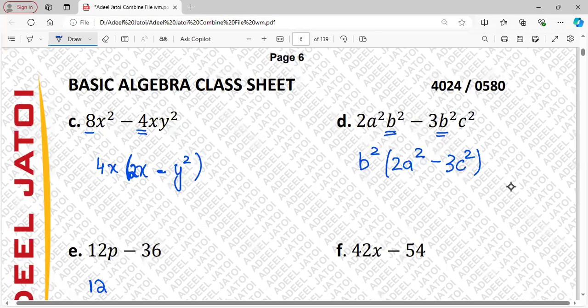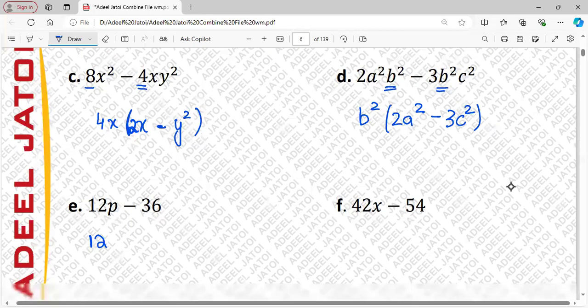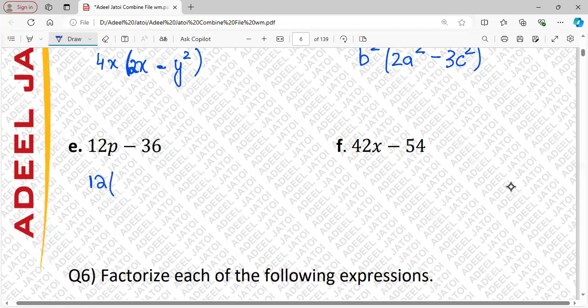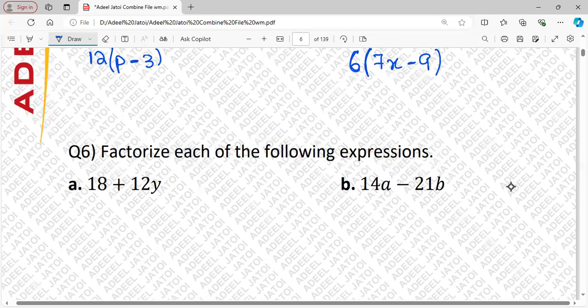What we need to understand is, suppose in part D, you already know that b square is there, and b square is also here. So obviously you're going to take the entire b square as common. In part E, what are we left with? P minus 3. 12 times 3 is 36. 42x minus 54. The common number between them can be 6. So what are we left with? 7x minus 9.